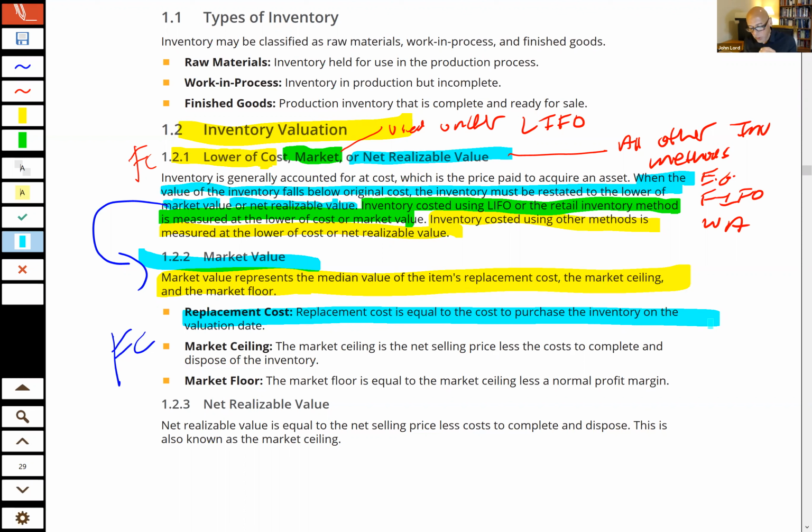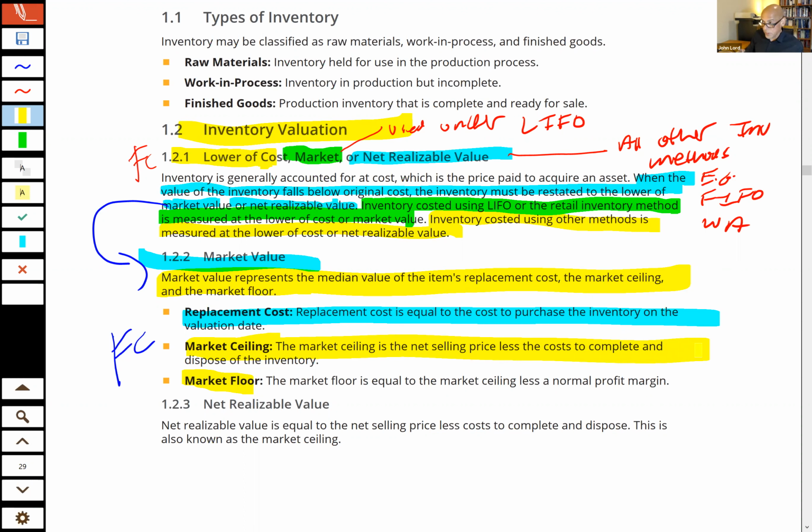Okay, so you're really evaluating replacement cost. And when I took the exam, the trouble I had with some of these questions, which I cleaned up before I took the exam, was remembering the definition of ceiling and floor. But once I flashcarded those definitions and memorized them, those questions became very, very straightforward for me. So the market ceiling is the net selling price less cost to complete and dispose. What does that mean, cost to complete and dispose?